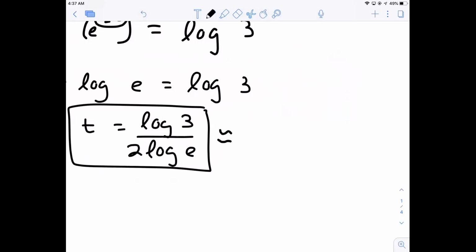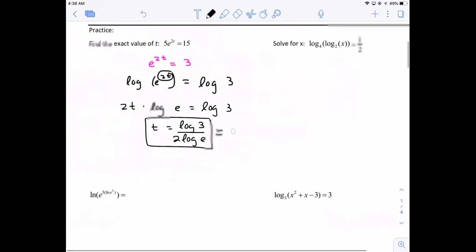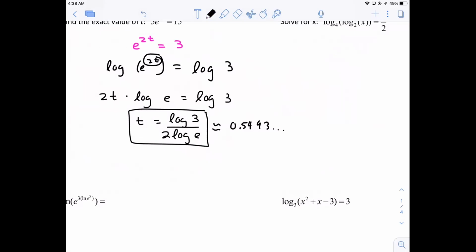What is this approximately equal to? Let's find out real quick. Log of 3 divided by 2 log of e, and these are just the common log. So this is around 0.5493, etc. All right, so that's that.